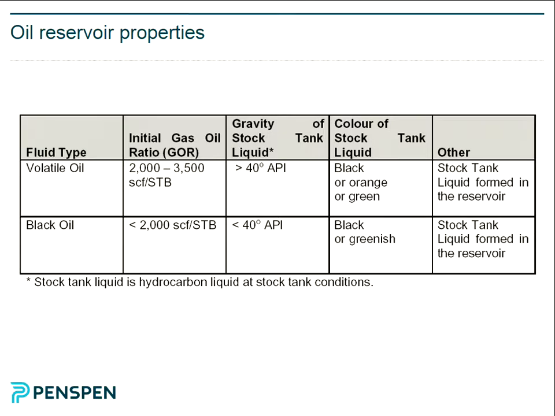Water white, transparent, between 40 and 60 degree API, the liquid. And then gas condensate. Obviously less gas, but still some gas. So 3,300 standard cubic feet per stock tank barrel. 40 to 60 degree API, light coloured brown, orange, green, water white, again, gas condensate.